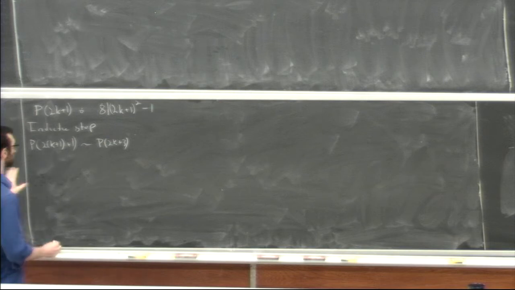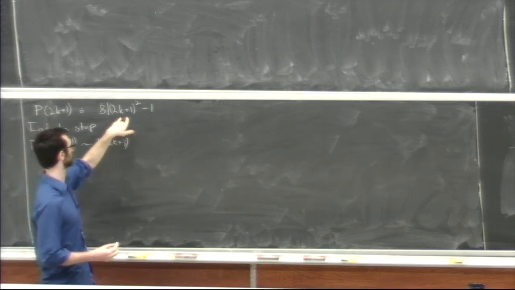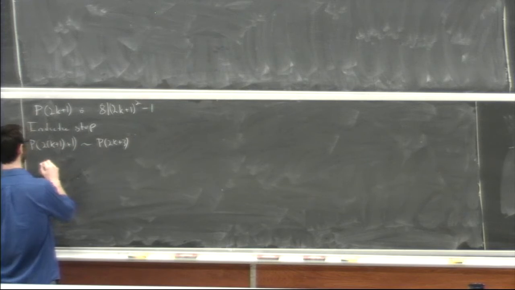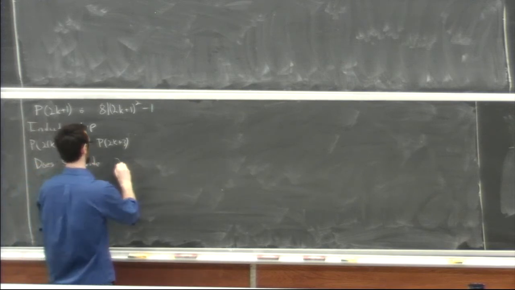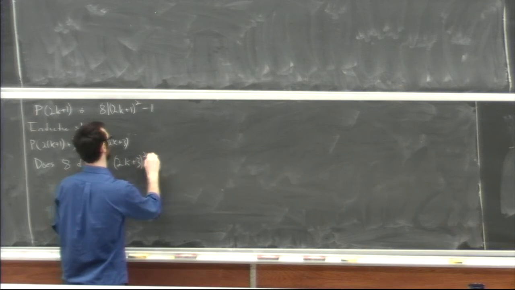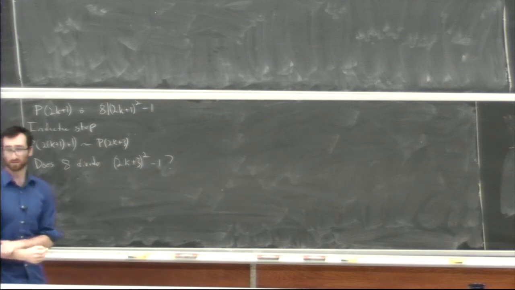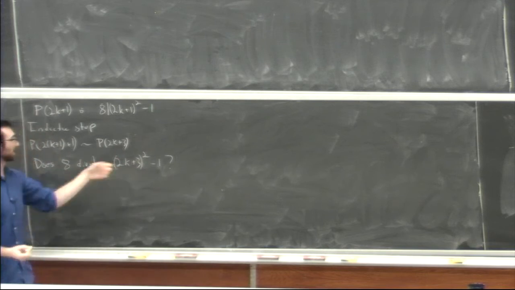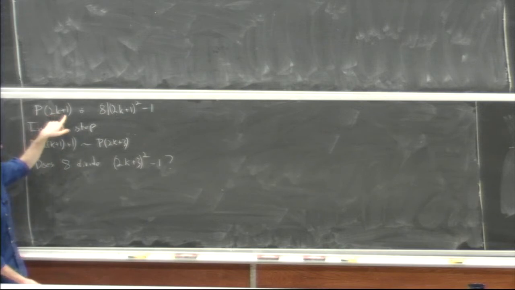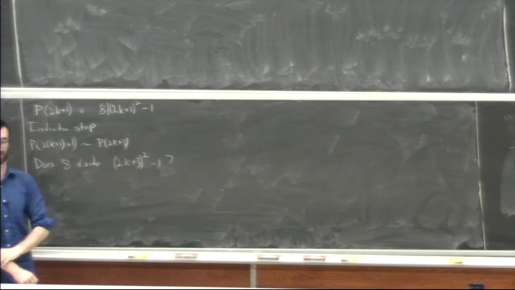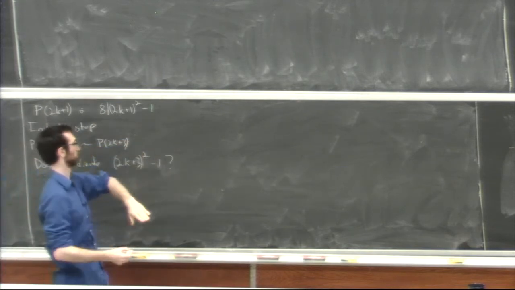Okay? So let me write out P of 2k plus 3. What I need to check is, does 8 divide (2k plus 3) squared minus 1? And I'm going to try to verify this. If I can verify that 8 divides (2k plus 3) squared minus 1, then I have checked that P of 2k plus 1 implies P of 2k plus 3. That is, knowing it for the previous odd integer implies it for the next odd integer.